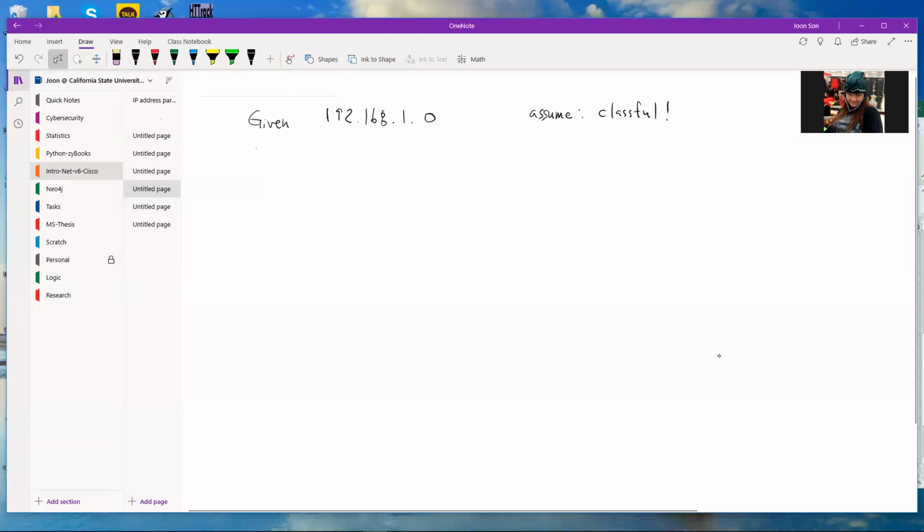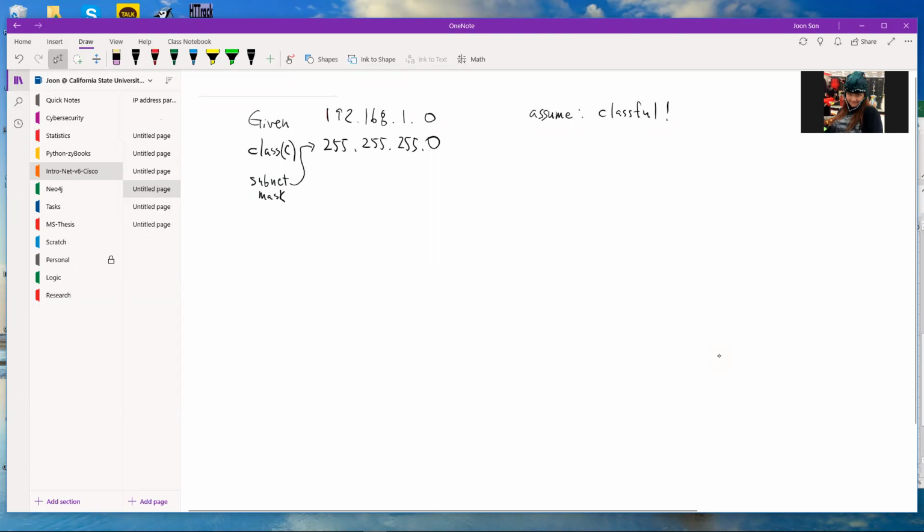So what is the subnet mask? What is the class, for example? Is it class A, B, or C? Which one? C. Thank you. It's a class C. So what is the default subnet mask for class C? It's 255.255.255.0. Thank you so much. Okay, so we know that this is a typical example, right?